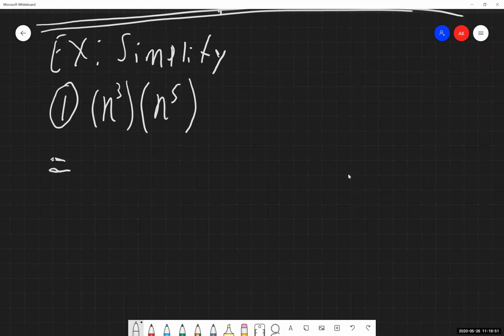So our first set of parentheses has n to the third power. The base is n, the exponent is 3, so I'm going to have n times itself 3 times. The second expression has n to the fifth power. The base is n, the exponent is 5, which means I'm going to have n times itself 5 times.